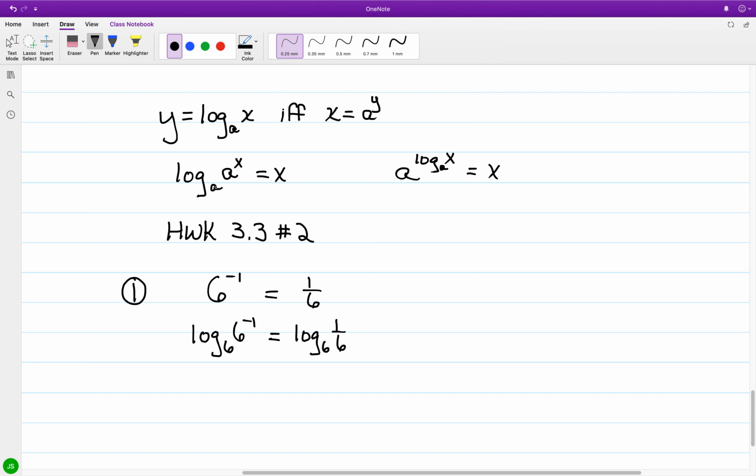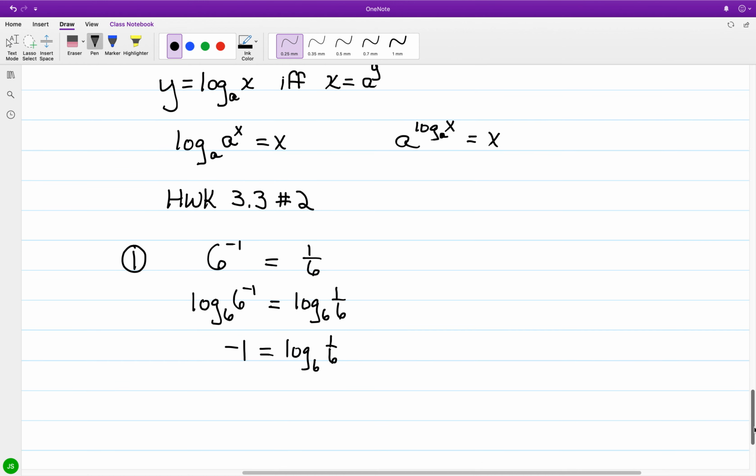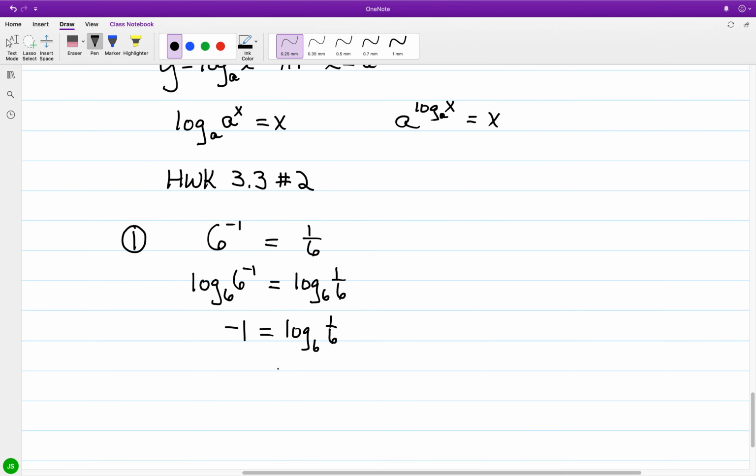And as the base a logarithm of a to the x is equal to x, a is represented by 6. So we have negative 1 is equal to the base 6 logarithm of 1/6. And in the format for the blanks to fill in, we just switch it around. So you have the base 6 logarithm of 1/6 is equal to negative 1. So that would be the first answer.